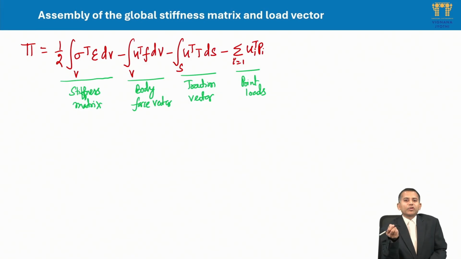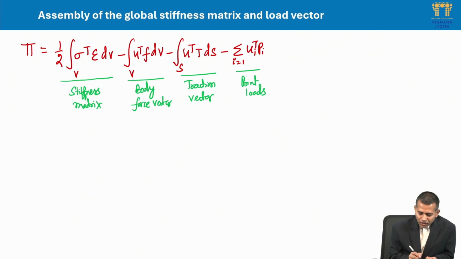So first we will talk about how we can develop these body force vectors for each element. Then we will try to assemble all the elements to get a global stiffness matrix as well as the global force vectors. So first I will talk about the body force vector.